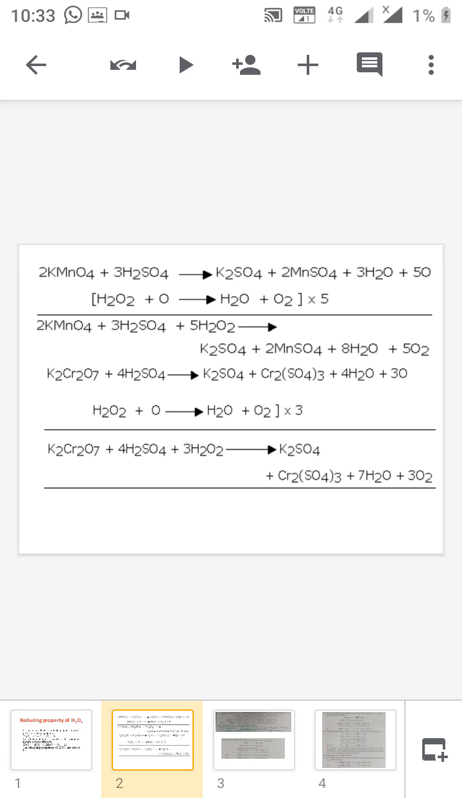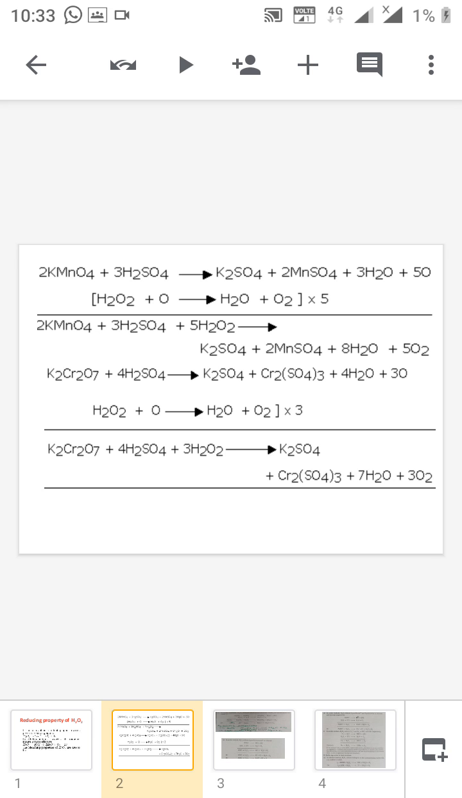Here we can see the permanganate equation, which is very famous and which we use in permanganometry volumetric analysis. KMnO4 in the presence of sulfuric acid gives K2SO4, MnSO4, water and nascent oxygen. This nascent oxygen reacts with hydrogen peroxide and we will get water and oxygen. So the overall reaction reduces the permanganate ion MnO4 minus to manganese ion Mn2 plus.